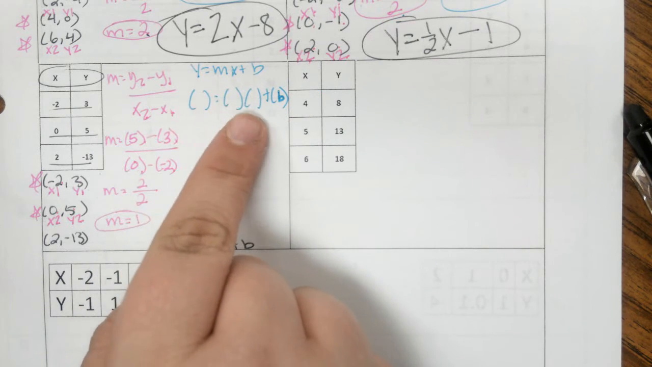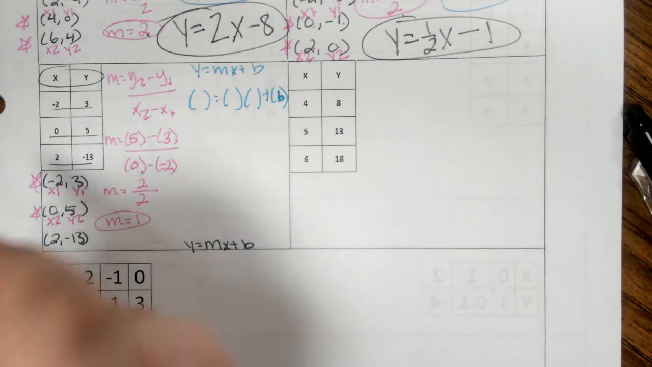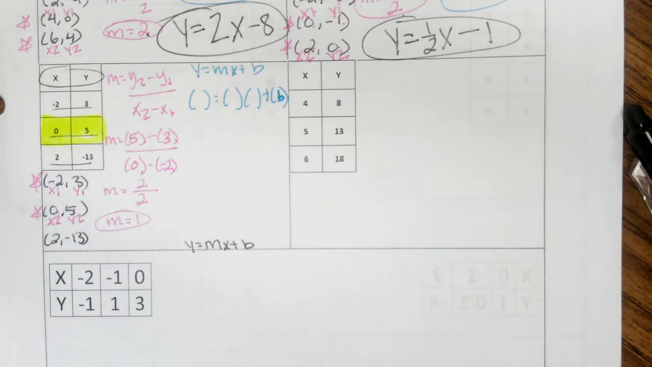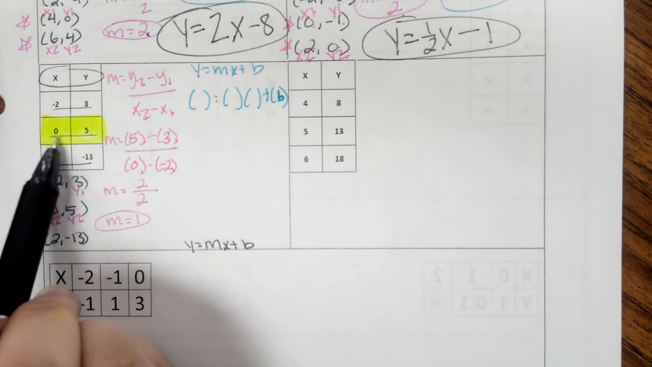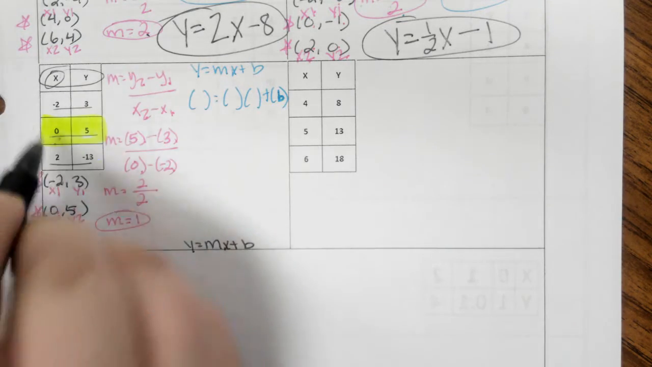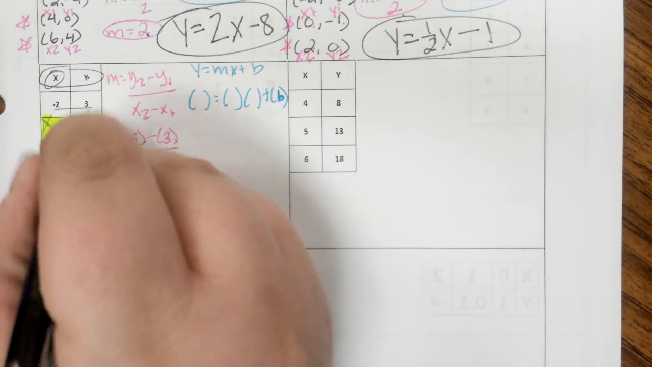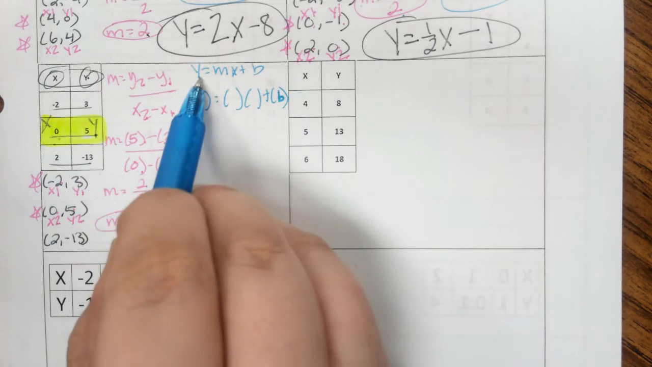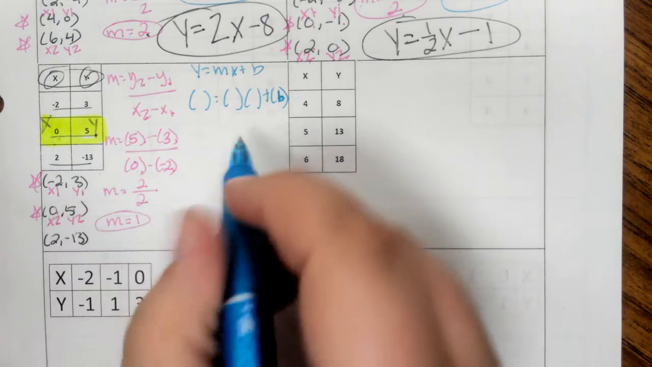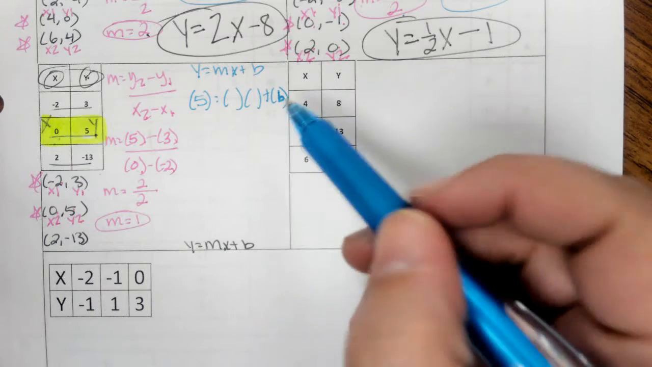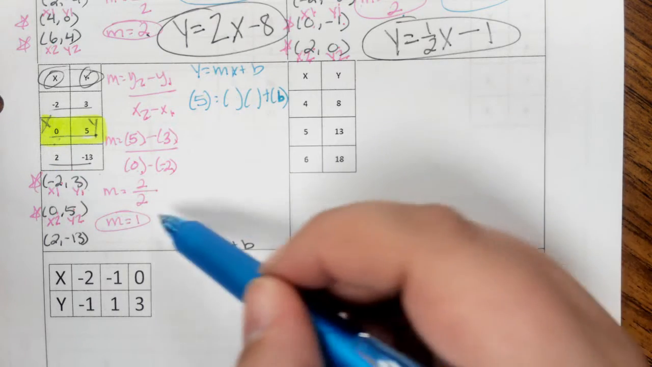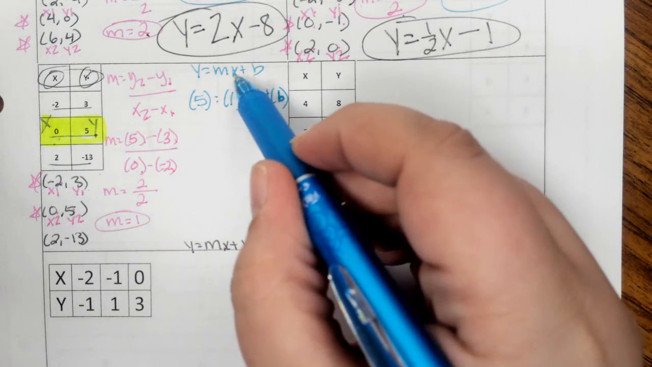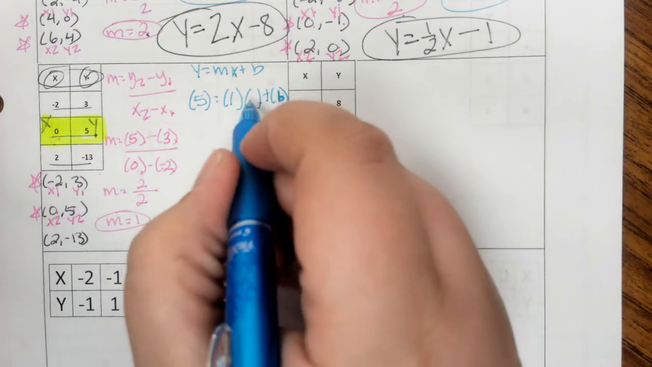I need to pick an ordered pair to plug into this equation, and I see an ordered pair that has a 0, so I'm going to pick that ordered pair. And I'm going to label it. This is the x value, and this is the y value. This first bubble is in place of y, and y is 5. The next bubble is in place of m, and we said m was 1. The next bubble is in place of x. X is 0.